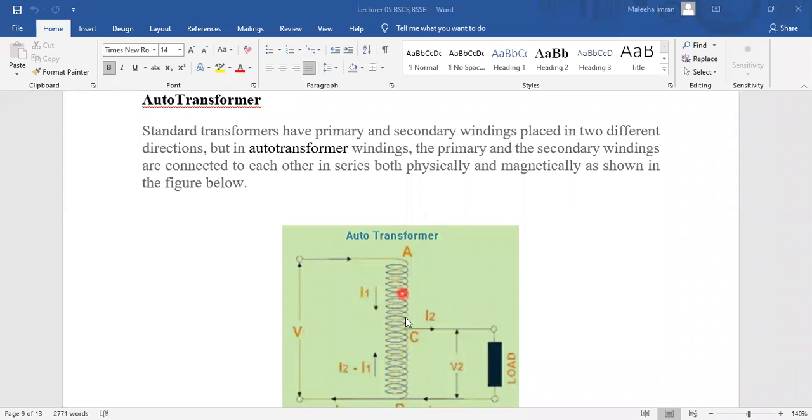Let me say here, this is the primary coil and this is the secondary coil. In the primary coil, the current is, let me say, this is I1, and अगर टोटल करंट I है तो इसमें I1 इधर जाएगा and the I2 current go to the load. The remaining current, that will be the I2 minus I1. So we see that here will be an induced voltage, that is the V2 across the load.